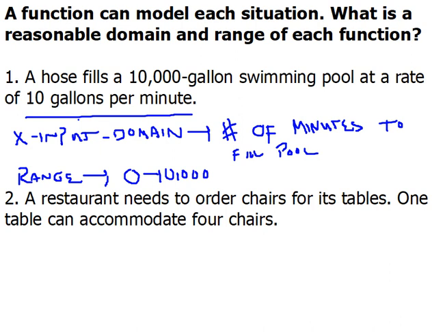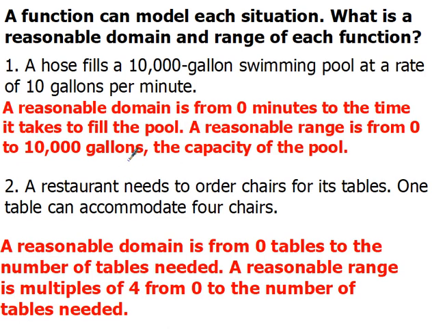Okay. So again, domain is input. The X value is what's going to determine the output. So here's what I got. For this one, a reasonable domain is from 0 tables to the number of tables that are needed. Okay, the amount of tables is what's going to come first, and then once we figure out how many tables we need, then each table gets 4 chairs.